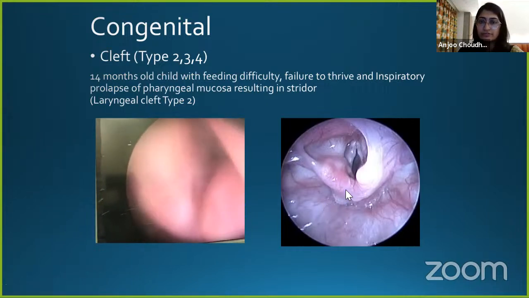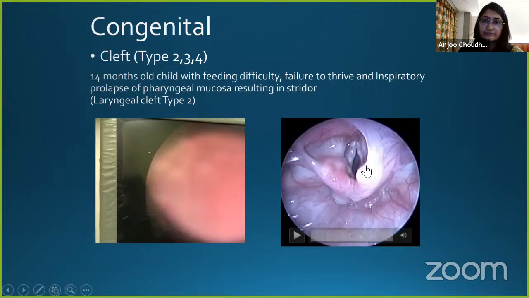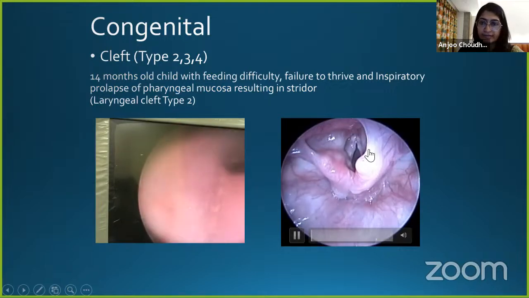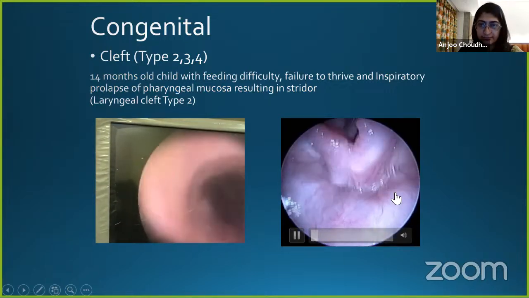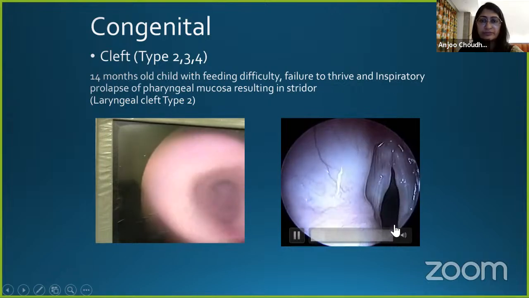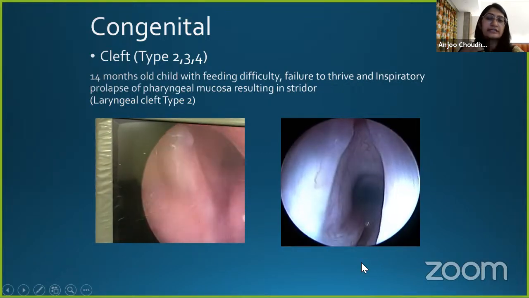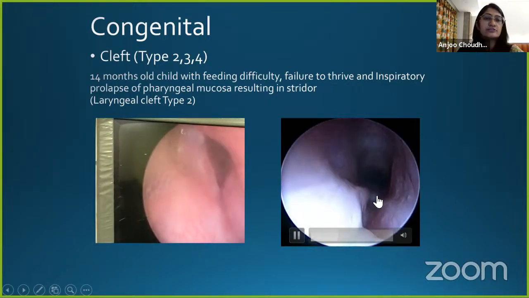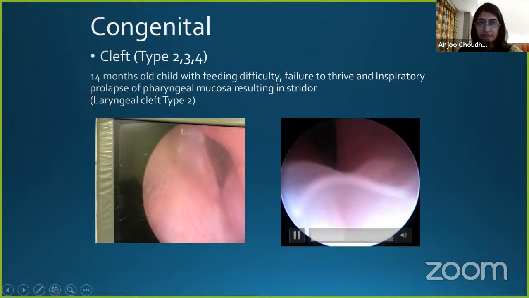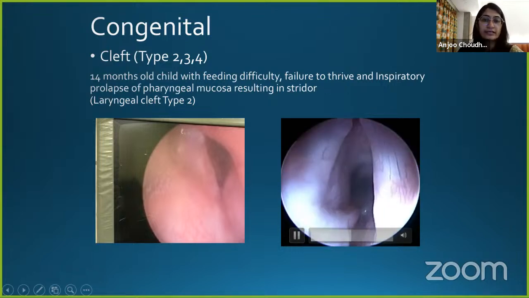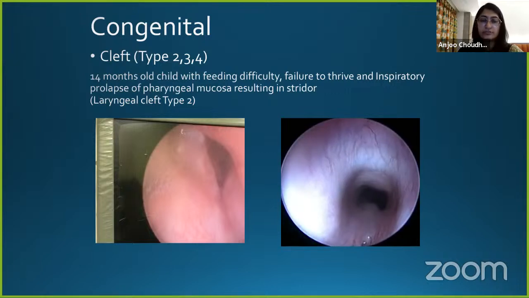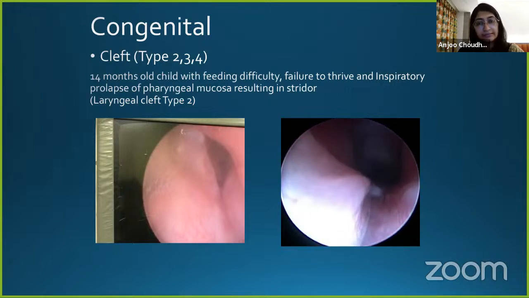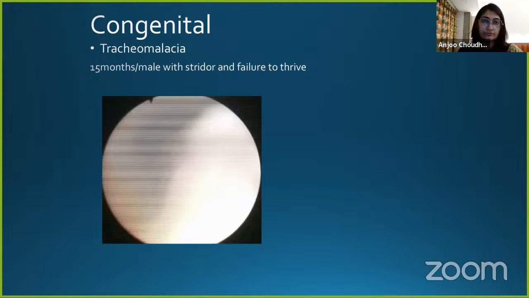So when we see while relaxing the child, we see that the cords look okay. As we go inside, this is a deep cleft. It's a type 2 cleft which has split the cricoid as well. So whatever the child eats goes into the airway. So these children will have feeding difficulties and stridor. So these things have to be diagnosed early in life because treatment is endoscopic repair, which can be done easily with or without a tracheostomy.